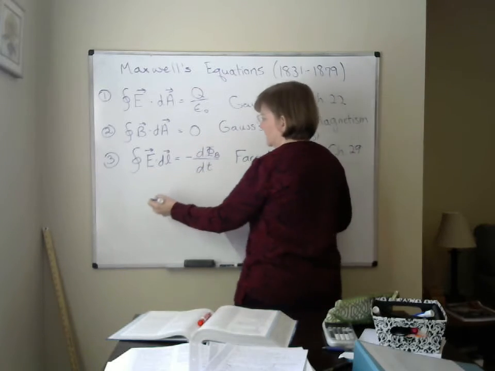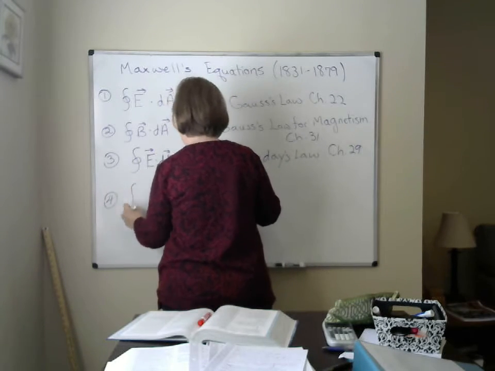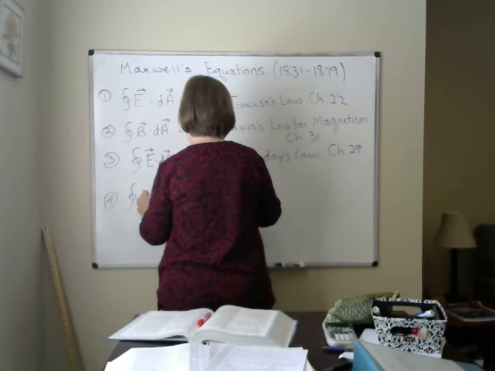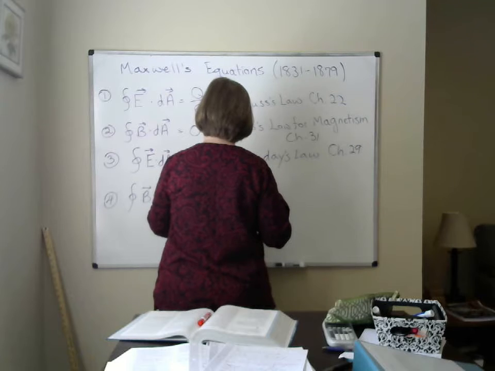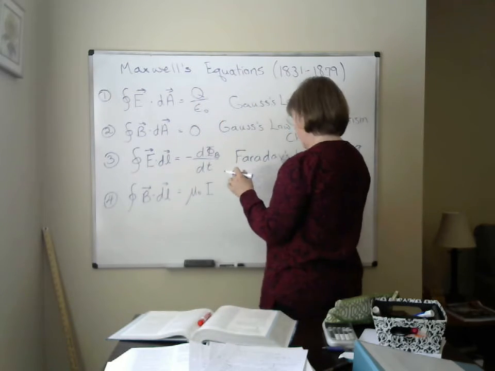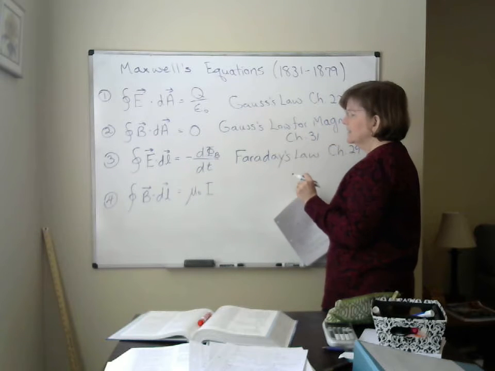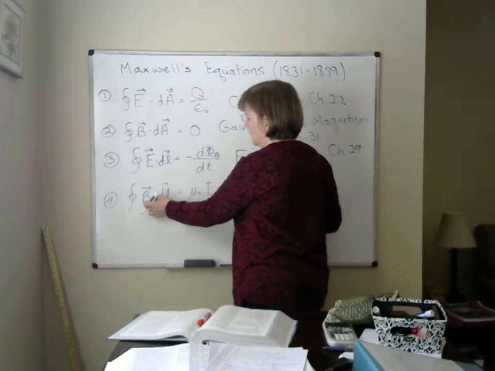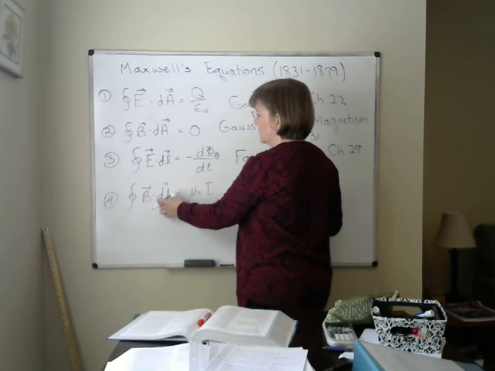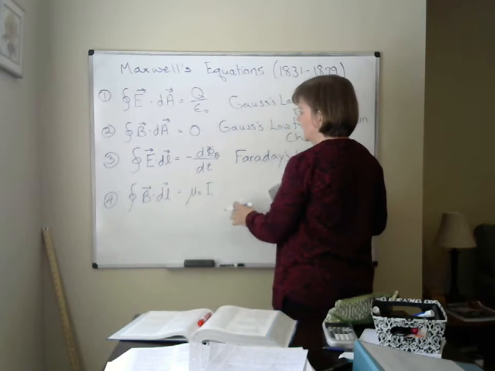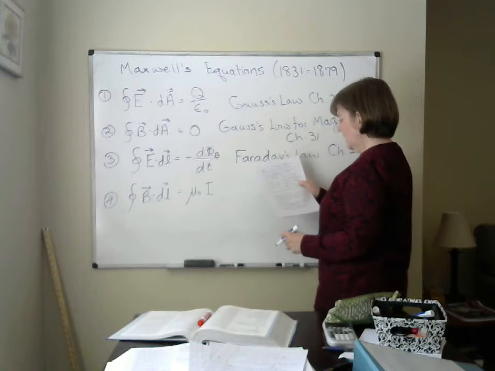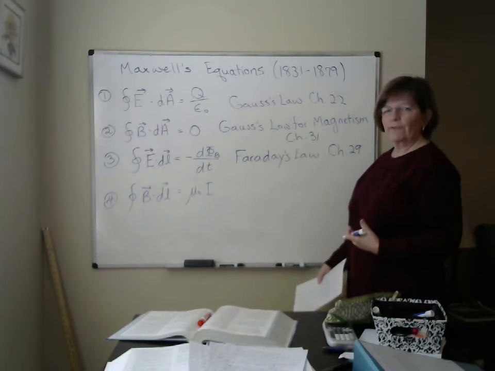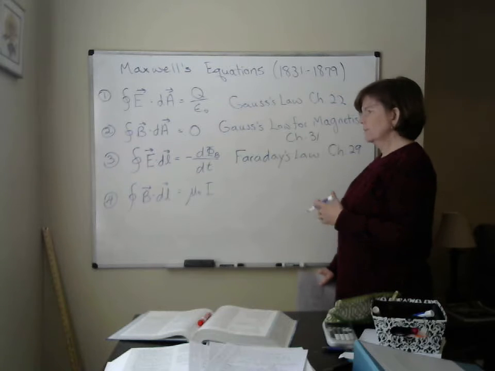And then finally, the fourth one says that the closed integral of B dot dl is equal to mu naught I. Now that's not the whole formula. That's what we studied as Ampere's law. And that tells you that the dot product of a magnetic field over a closed loop is equal to mu naught times that enclosed current. And that's true as long as you do not have a changing electric field. If you have a fixed electric field, you don't have anything changing.